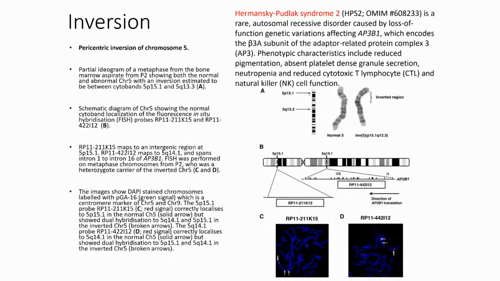Inversion. So, for example, you have this region, 5q15.1 to 13.3, that has been inverted. So that's called inversion. And that causes Hermansky-Pudlak syndrome too.